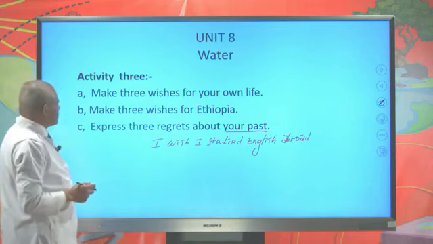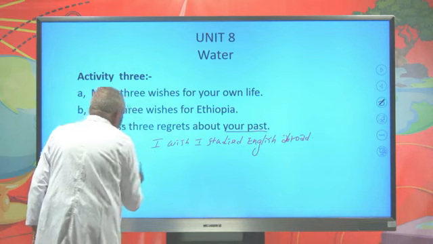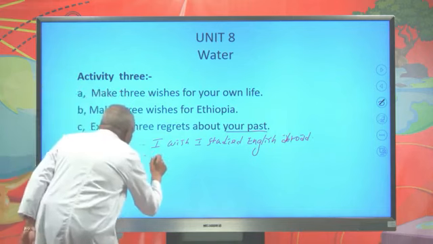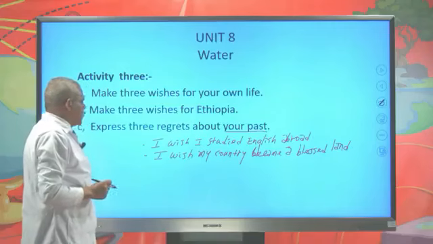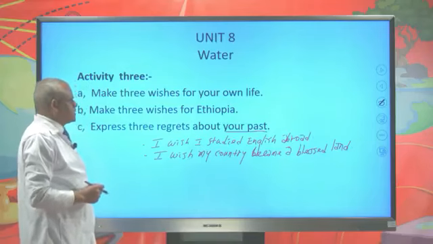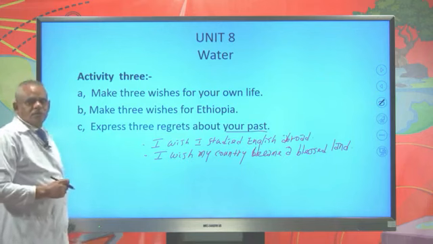Similarly, make 3 wishes for Ethiopia. Okay? I wish my country became, right, a blessed land. This is my wish for my country, Ethiopia. I wish my country became a blessed land. This is my wish.